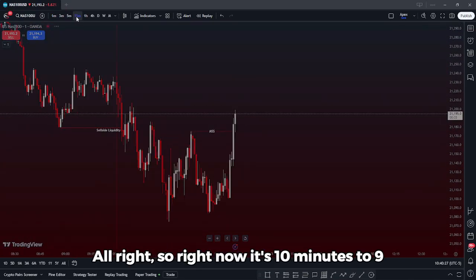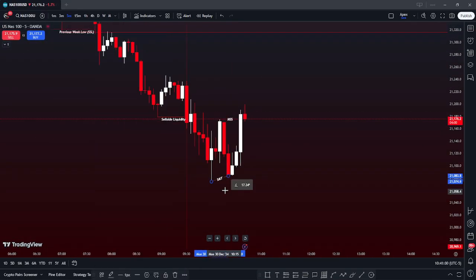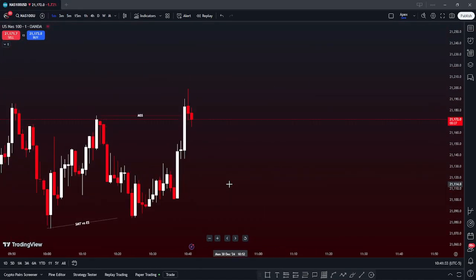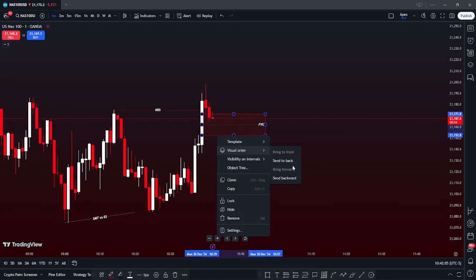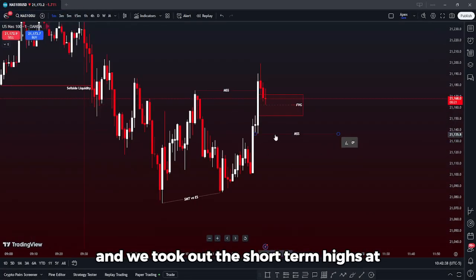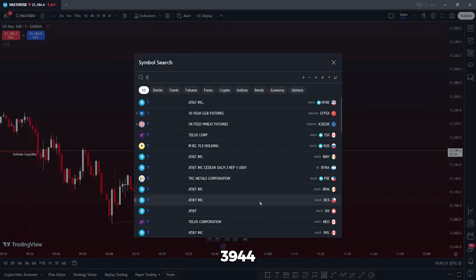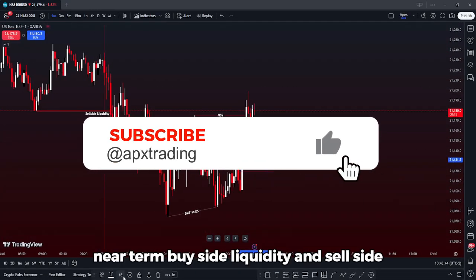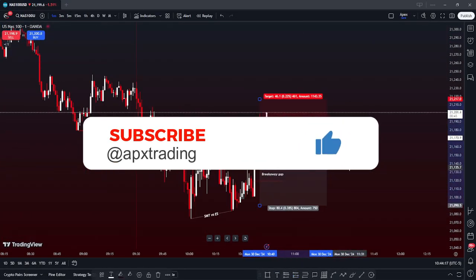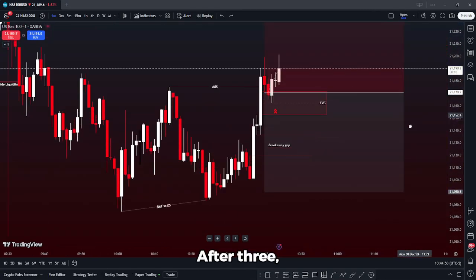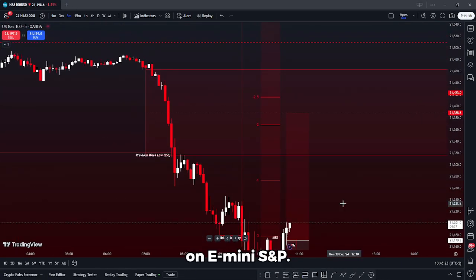All right, so right now it's 10 minutes to 9 New York local time. We have swept the 4:10 low, and we took out the short-term highs at 39.44. So both near-term buy-side liquidity and sell-side liquidity have been taken out. Again, we're looking at a 5-minute chart on E-mini S&P.